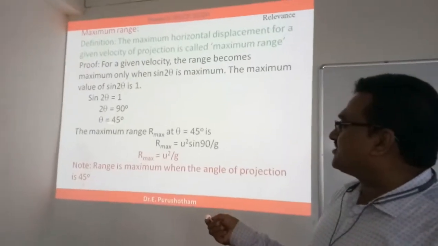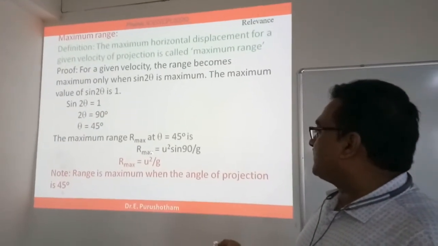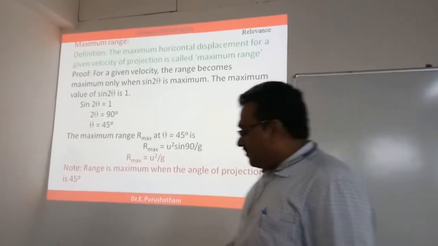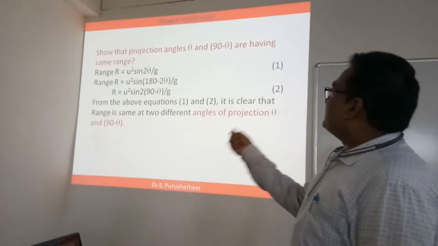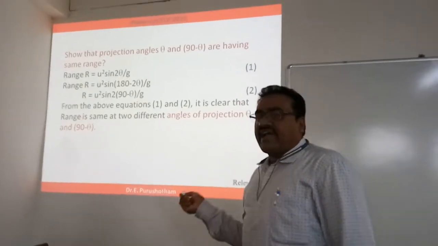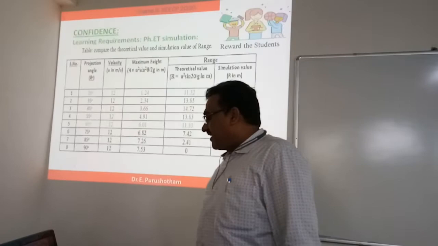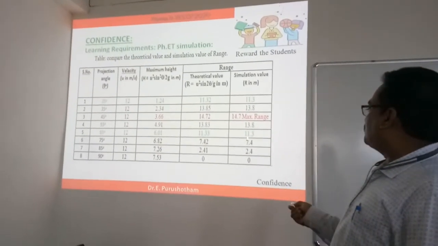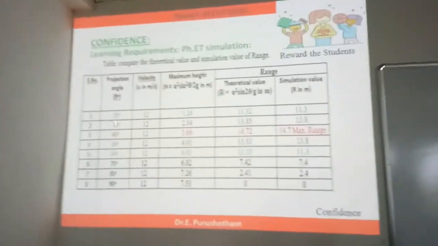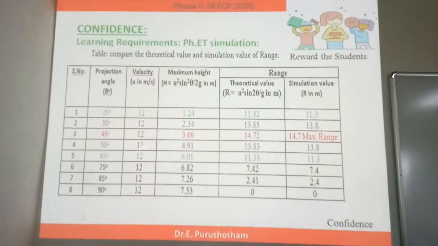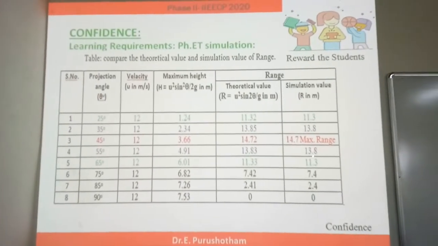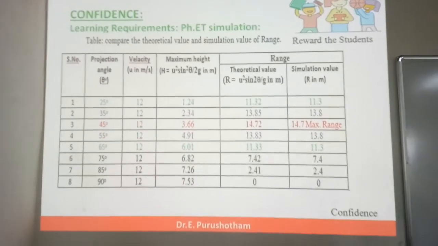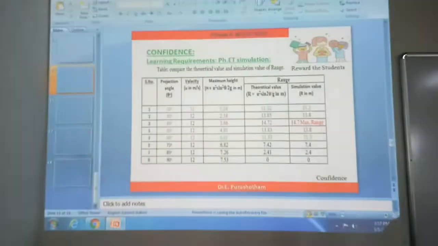At theta equal to the projection angle of 45 degrees, we get the value u square by g. This value we can also observe in the simulation process. It is the same: theta and 90 minus theta both have the same range values. We can observe from this table that 25 degrees and 65 degrees both have the same range value, and also 35 and 55 degrees have the same value of 13.8. At 45 degrees it has the maximum value. We can observe these using this simulation process.